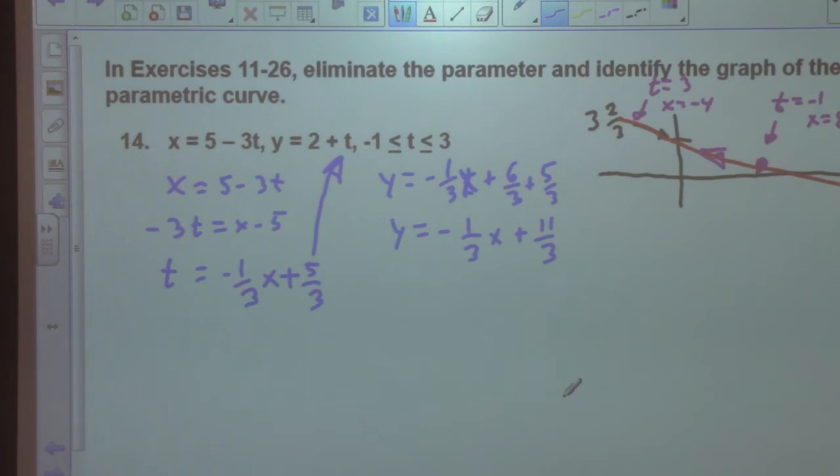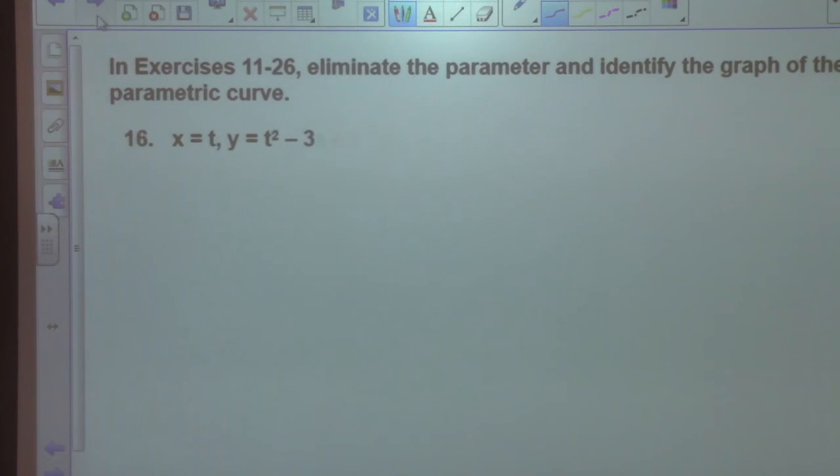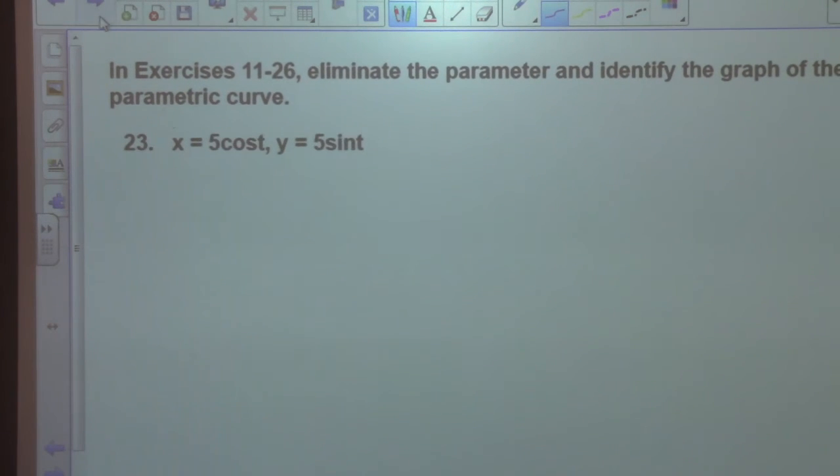Okay, so what I'm going to do is turn to the back page here where we have number 23. Can you go to 23? It's on the back page. So 23 here, it says same instruction, eliminate the parameter, identify the graph of the parametric curve. Okay, how are we going to do this?